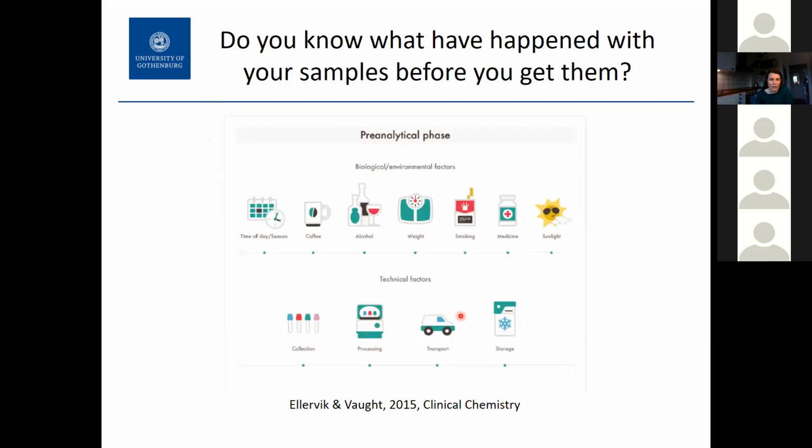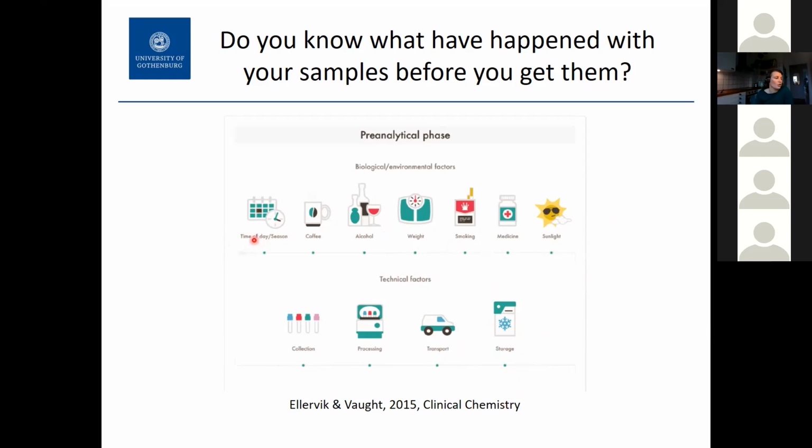So, for example, if you're a person like me, you might be the person who goes down to the freezer and picks up a plasma sample or something. And then from here, you start your experiments. But a lot has happened to your samples before. So you need to be aware of these things. You need to talk to the people who have done this, and preferably you should have been involved in this.